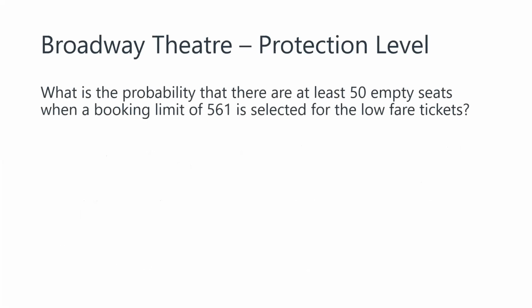Okay, let's do this question. This question is kind of similar to the final exam, I'm telling you, but you need to figure it out. It's kind of similar to overbooking, but it's not. It's similar to the one we just talked about, the reactive capacity in the last question. What is the probability that there are at least 50 empty seats when a booking limit of 561 is selected for low fare tickets?